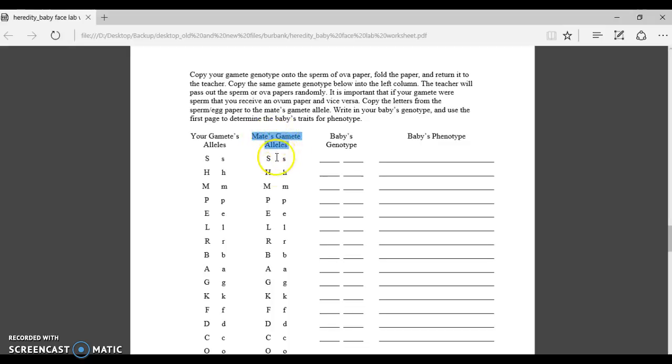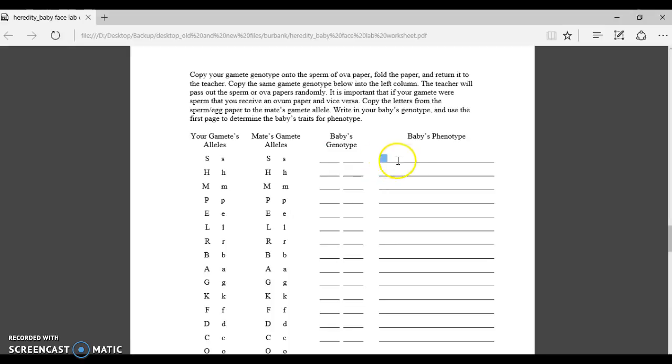So your partner's gametes here. And then what you need to do is, let's say for example, you were dominant or capital S, you would put capital S here. And let's say your partner also said capital S, then you would be capital S, or dominant S right here.